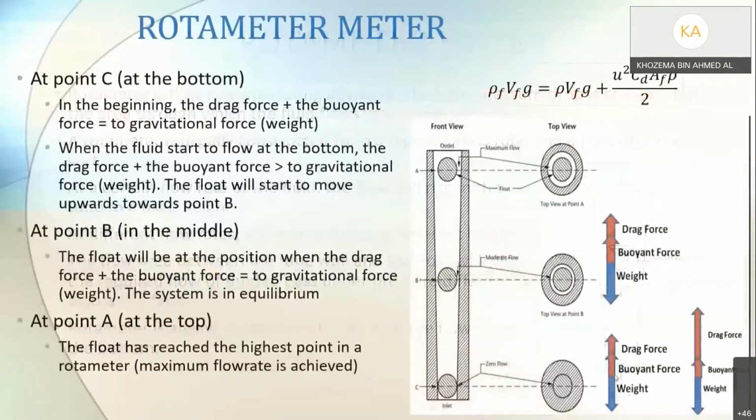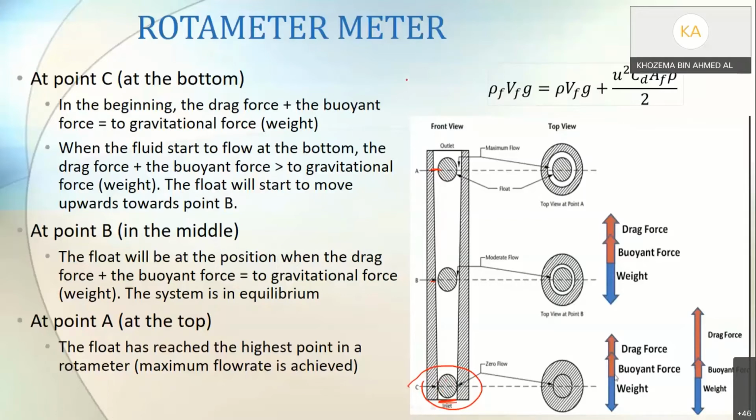Okay, so this is a little bit of the explanation on how a rotameter usually works. At point C, when there is no flow, you can see here the taper is very small. This is the taper value. Usually the diameter of the float will be the same as the diameter of the inlet. So at point C, in the beginning, the drag force plus the buoyancy force is equal to the gravitational force, which is the weight.